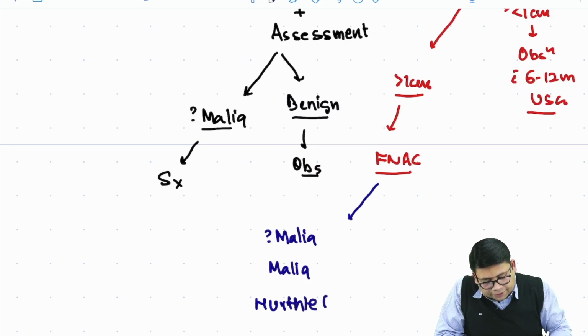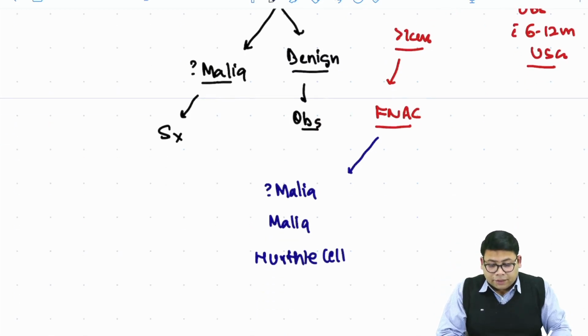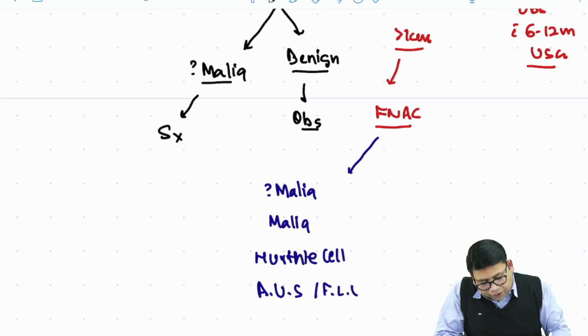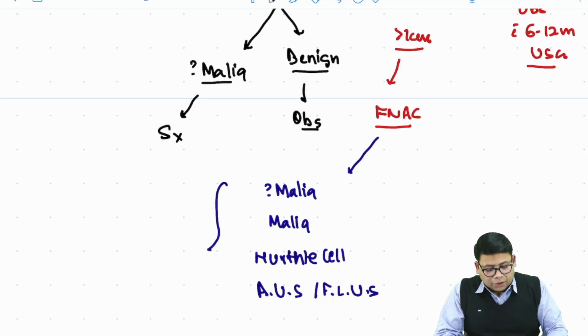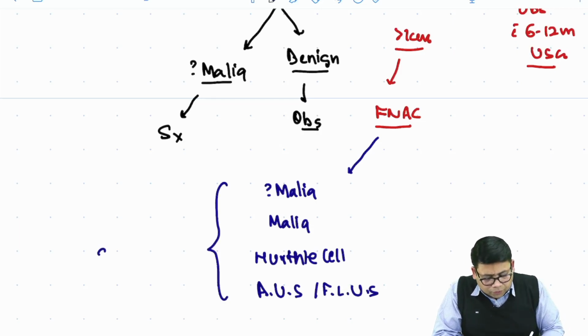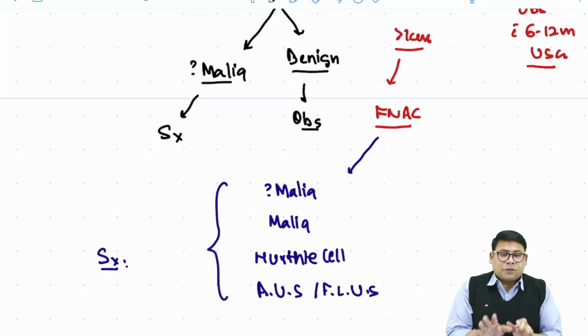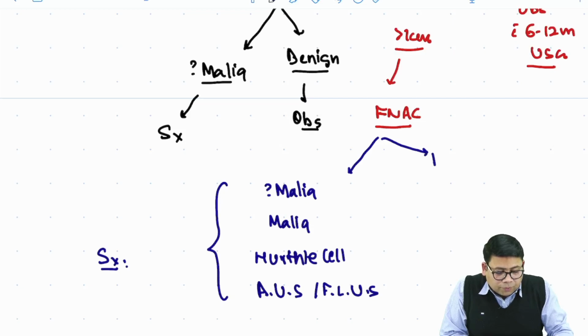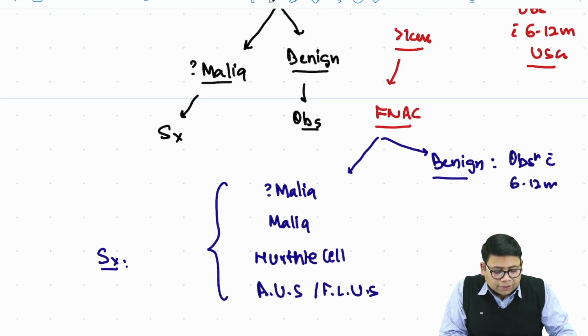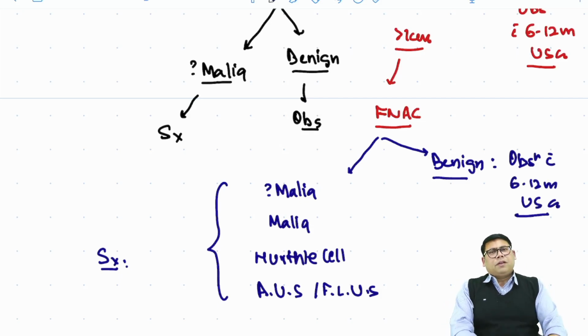So, whether it is Hurthle cell, whether it is malignant, whether it is atypia of unknown significance, this is AUS, or nowadays we also have FLUS, follicular lesions of unknown significance. In any of them, you are going to go for surgery, and this is decided, surgery is to be done. Now, if it is found to be benign on FNAC, what is the next thing that you will go for? You will go for follow-up or observation with 6 to 12 monthly USG. This is what is very important.